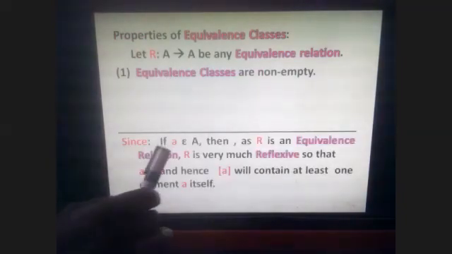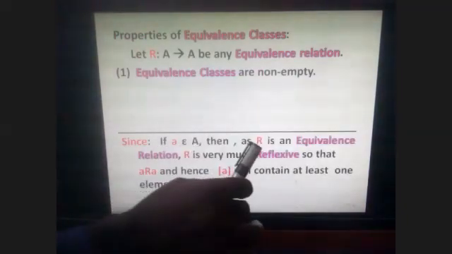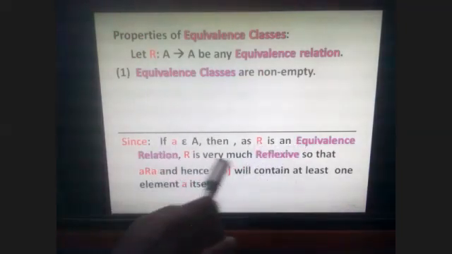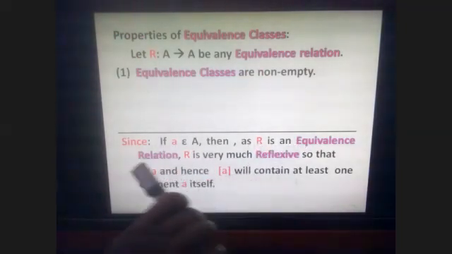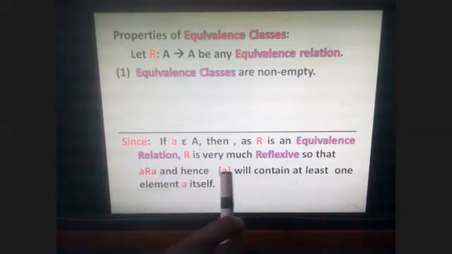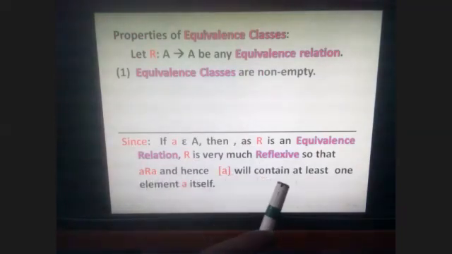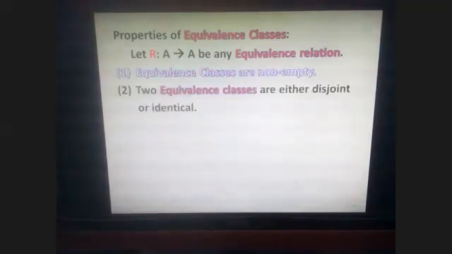I just specify why it is. If a is a member of A, then as R is an equivalence relation, it is very much reflexive, so that a is related to a. And hence, the equivalence class of a will contain at least one element, a itself. So it is not empty. An equivalence class cannot be empty. It cannot happen that no element is related to an element. At least the same element will be related because it is reflexive.